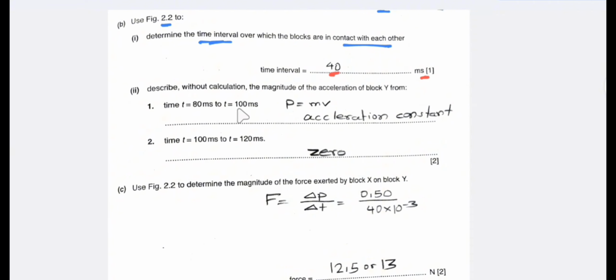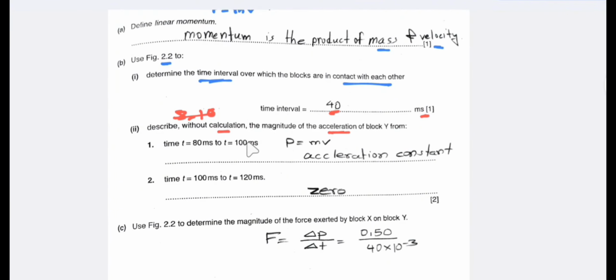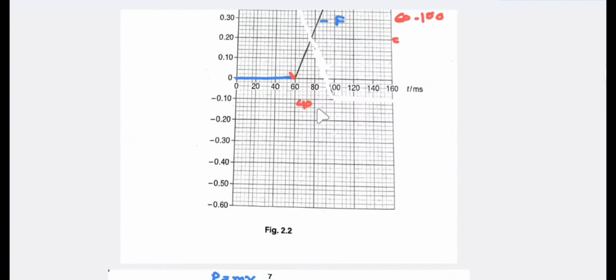to time t = 100 milliseconds. So we don't need to give a calculated value or numbers such as 8 or 10. Instead, we just need to state whether it is constant, increases or decreases. So what is the magnitude of acceleration from 80 to 100 milliseconds?